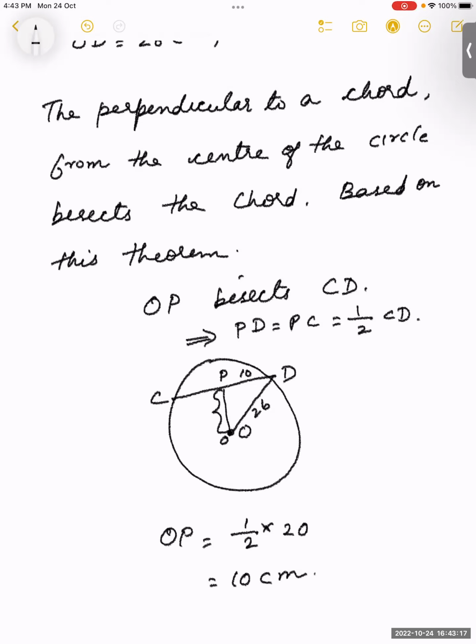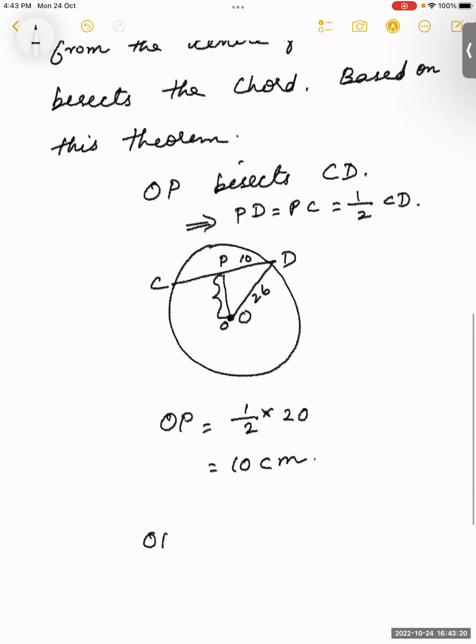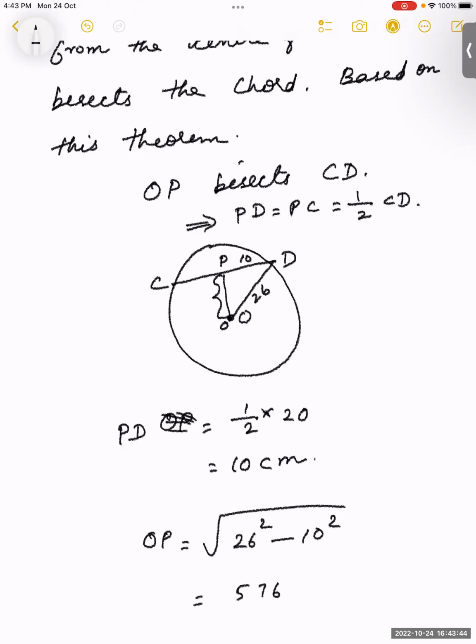Ma'am, it will be 24. 24, must be, one minute. By the way, what did I write as OP? This is wrong. This is not OP. It was PD. I'm sorry, please correct it. It's not OP. It's PD. PD is 10 centimeter. So OP will be the square root of, based on Pythagoras theorem, hypotenuse square minus side square, which is 576. So which is 24 centimeter.